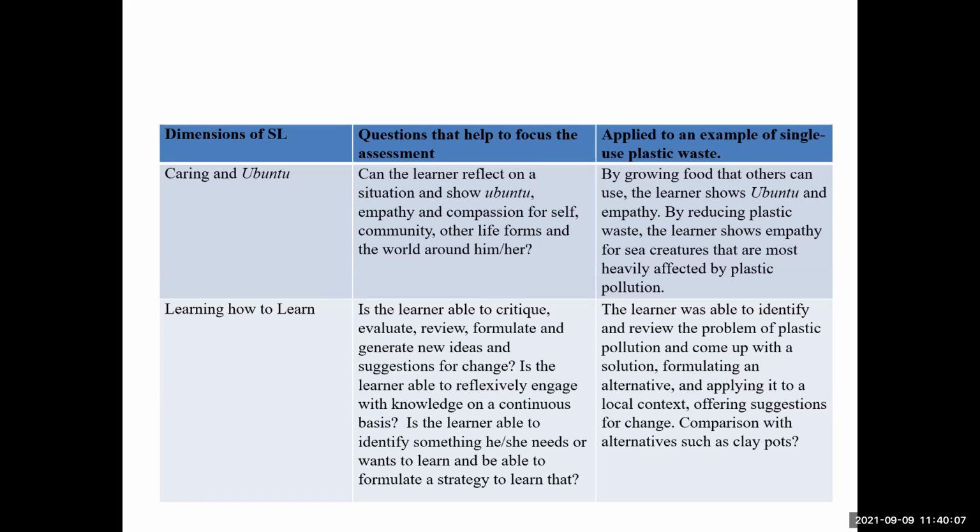Learning how to learn: the learner was able to identify and review the problem of plastic pollution and come up with a solution, formulating an alternative. And of course, there is trial and error through this. And through that process, the child gets to understand which plastics, which size of plastics are best for which size of plants, etc. So he's learning through the process of engaging.